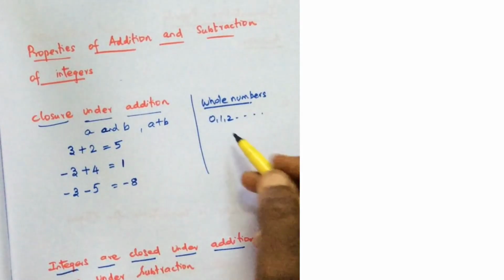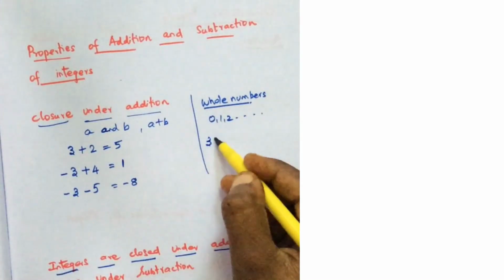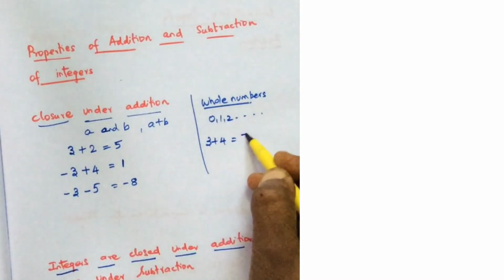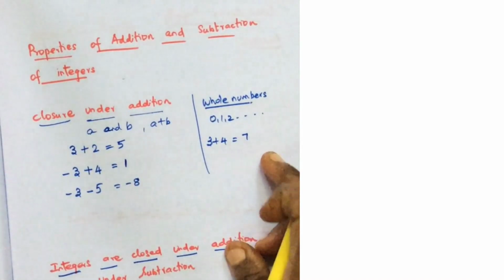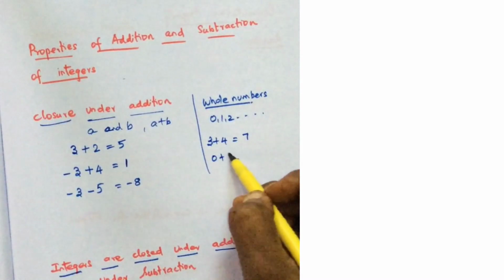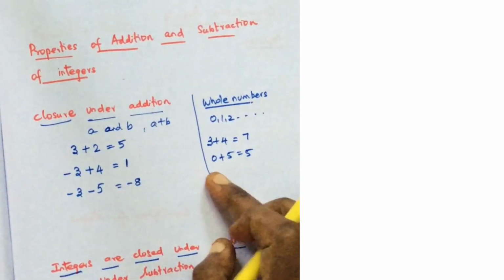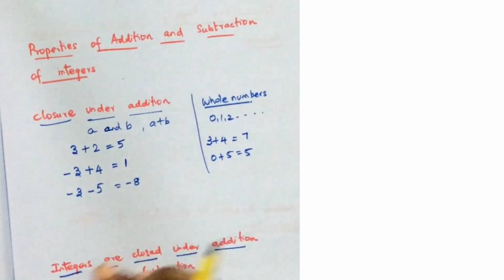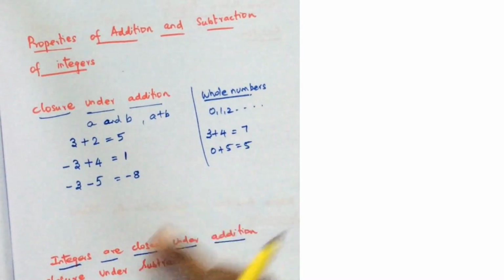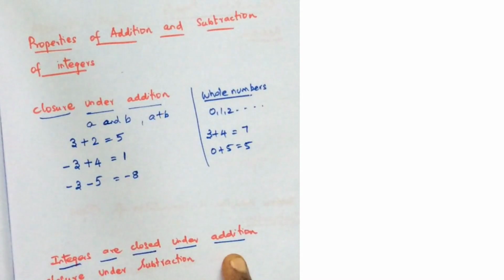How to do that? Take any two whole numbers, 3 plus 4, and add it. 7 is also a whole number. You take 0 plus 5. 0 is a whole number, 5 is a whole number, the result is also a whole number. So like integers, whole numbers are also closed under addition.